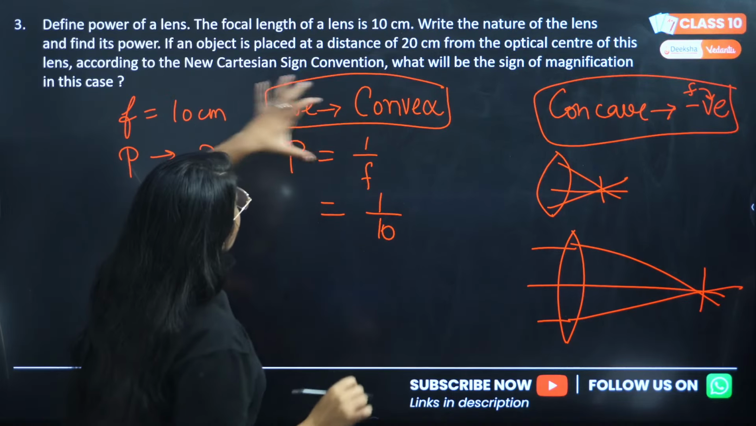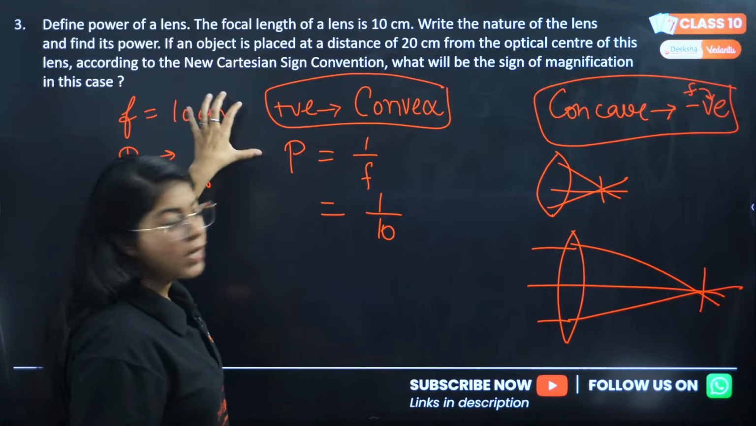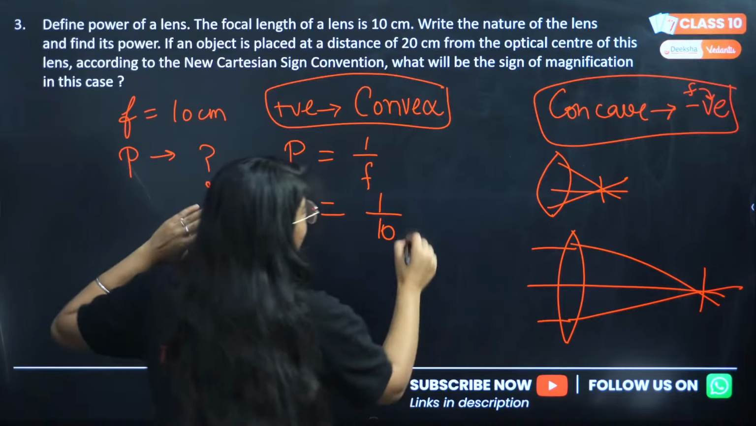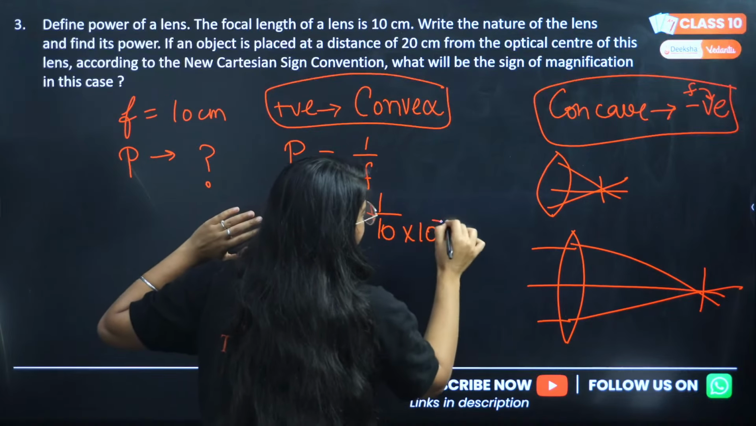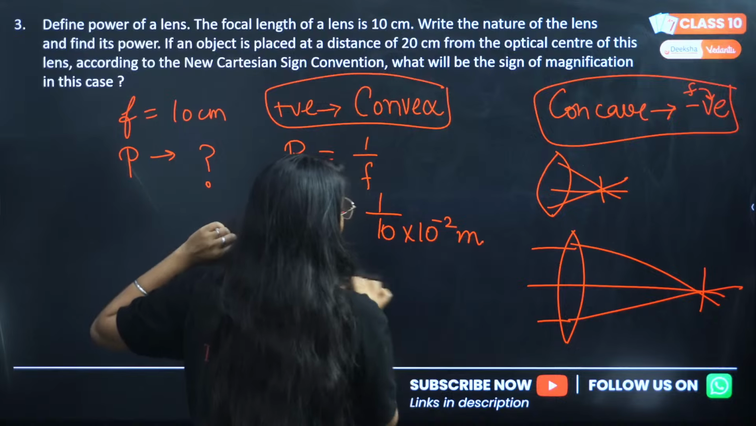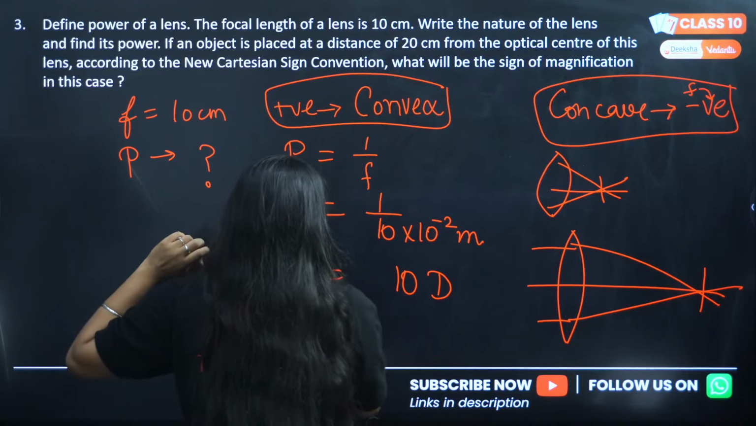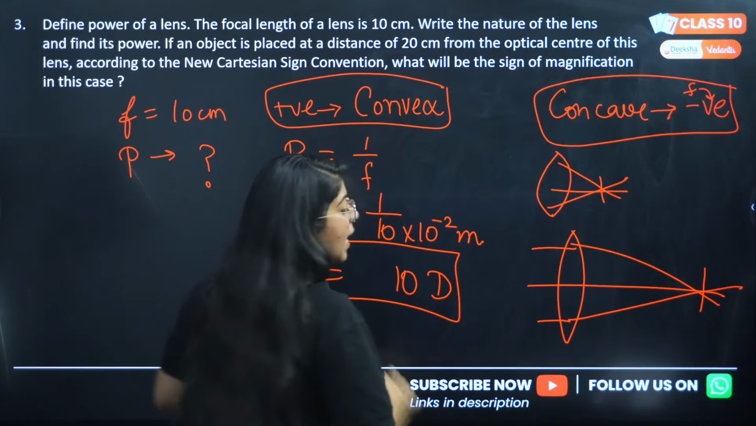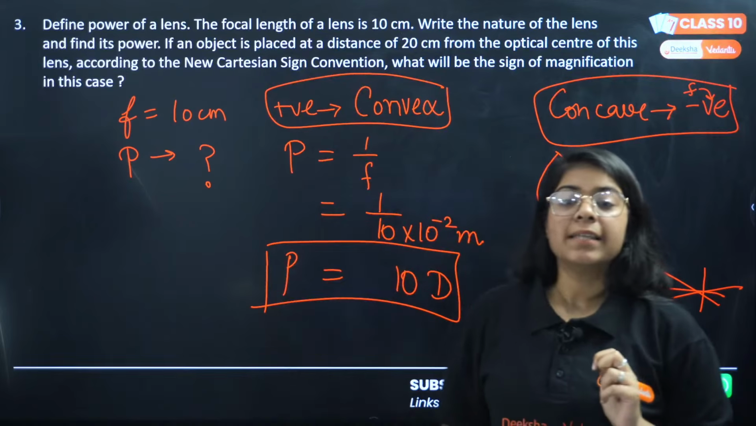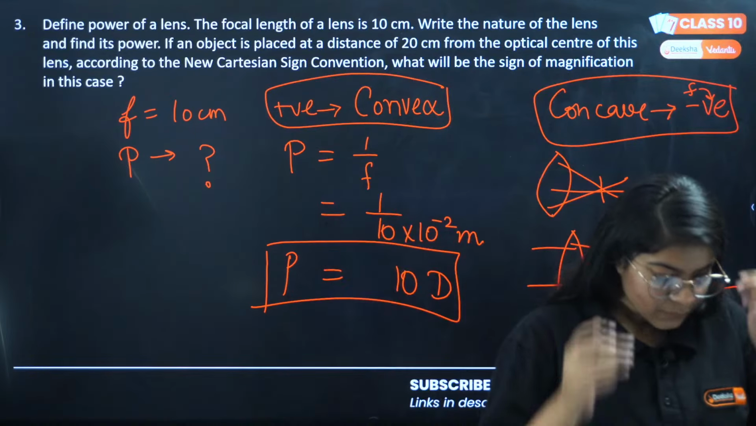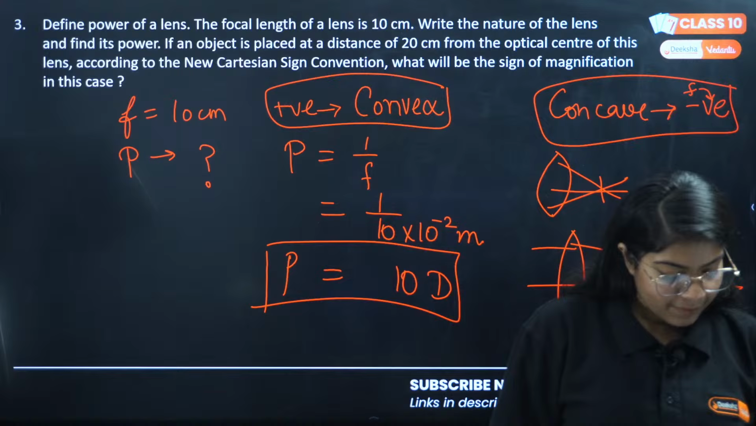Now, remember this is in centimeter. So for power, you have to convert it into meter, which will be 10 raised to power minus 2. Now this is in meter and this will be 10 diopter. Correct? So power is 10 diopter of this lens whose focal length is 10 centimeter. Convex, Abhimanyu said, very good.